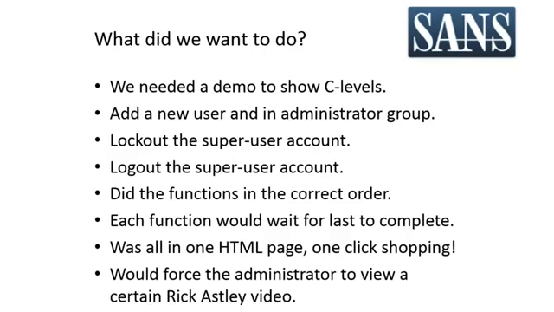So add a user in the admin group, lock out superusers, multiple, log out superusers, multiple, all the functions in the correct order. And each function had to wait for the last one, right? So add a user, wait. Put the user in the admin group, wait. Log out the superusers, wait. Log out the superusers, wait. And of course, one page, one click shopping. And the last thing was to make them view a certain video.